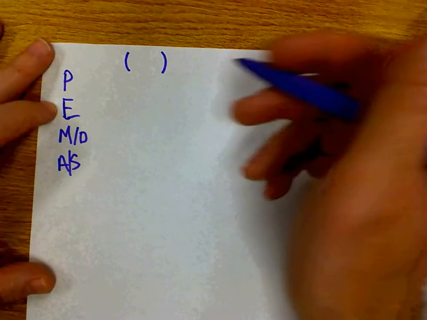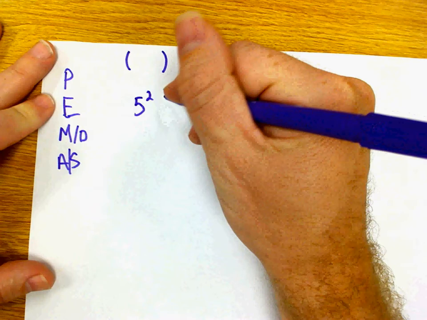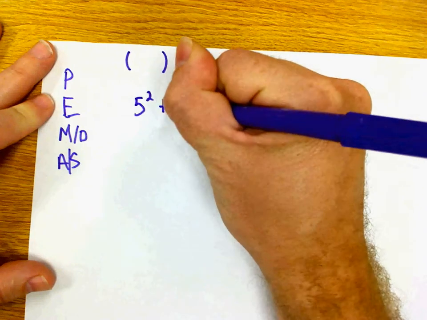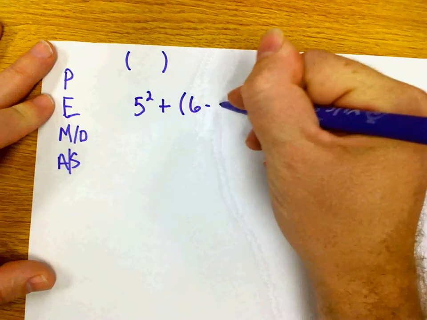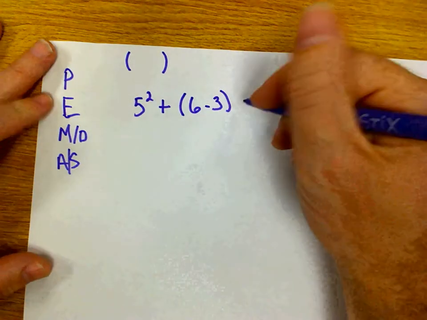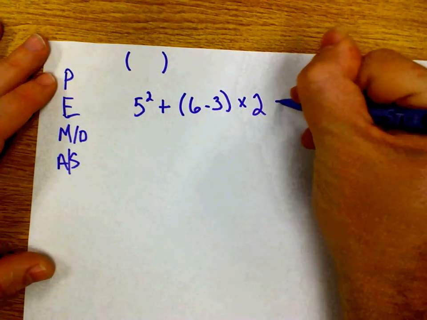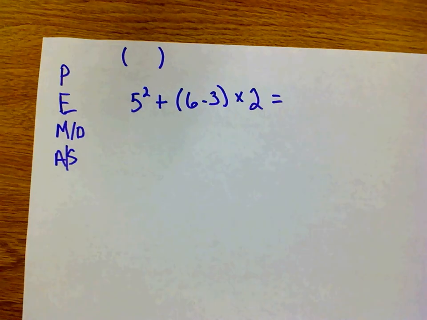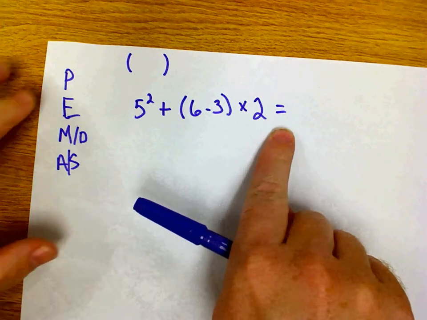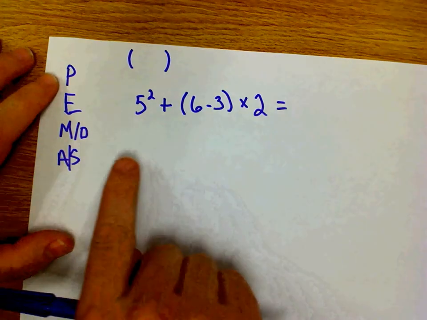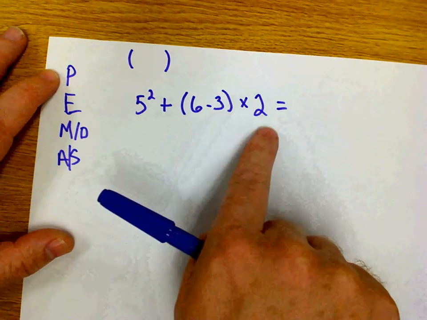All right. Let's say we did 5 squared plus 6 minus 3 times 2 equals. All right. Order of operations. Normally you could, well, we'd just go left to right. And I kind of set it up that way, almost, but I didn't. First off, look, if you went from left to right, you do the exponent first and then the parentheses. No, we have to follow the order of operations.